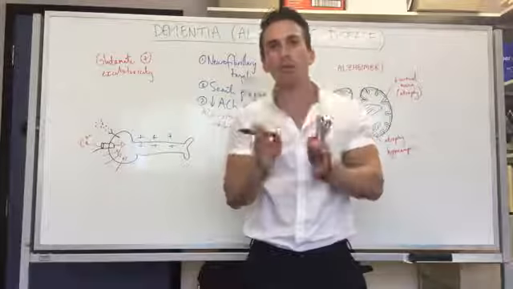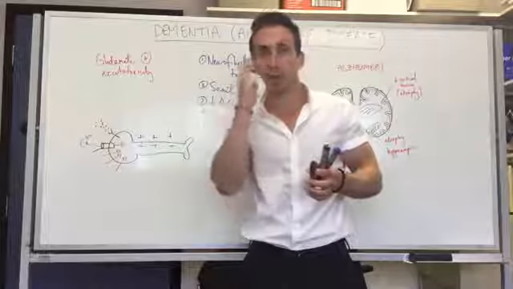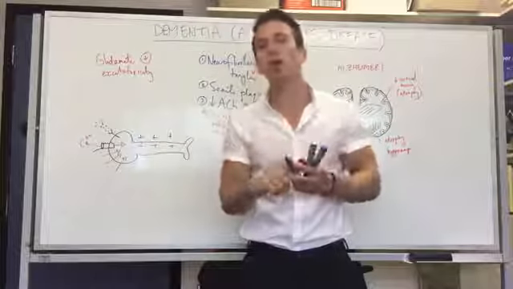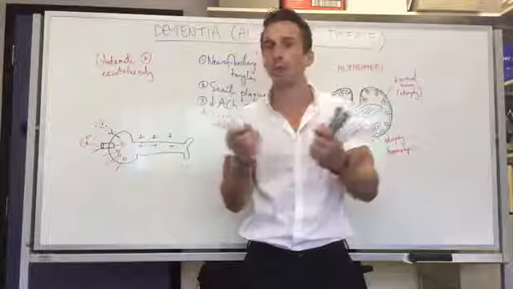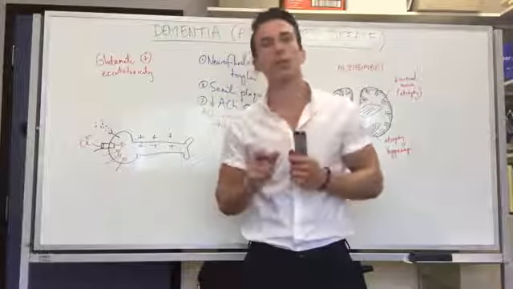Now, I haven't spoken about some of the stages of dementia and the stages of Alzheimer's disease. There are 3 major stages. I'm not going to go through that in this video because the video will be too long, but can you please go back to your lecture notes and have a look at the stages of dementia. Thanks.